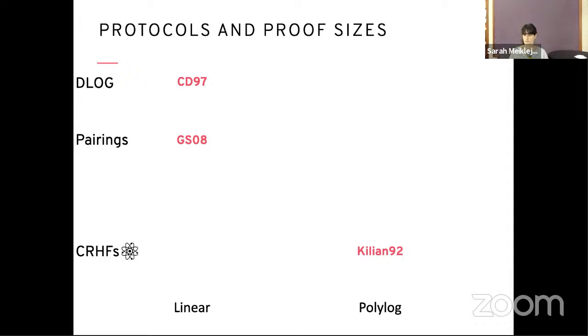So we can think about the size of the proof relative to the size of the witness. And then finally, we can think of the verifier runtime. How long does it take to run verification?